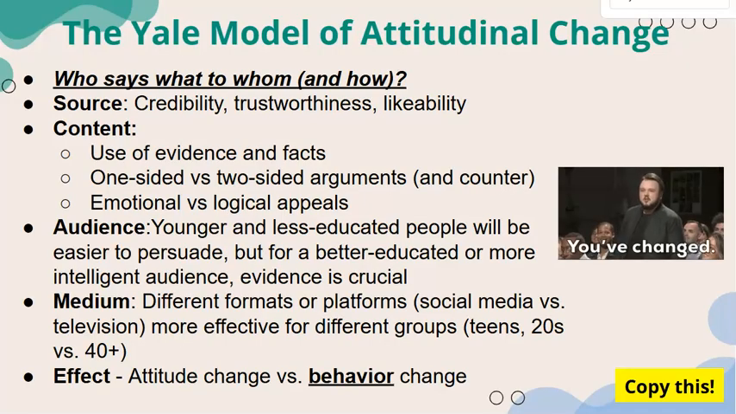He looked into the effectiveness of one-sided versus two-sided arguments, and people who were less intelligent responded better to the one-sided arguments, but people who were more intelligent responded better to two-sided arguments, or arguments that actually acknowledged the other side and usually endeavored to counter that other side. They also, of course, looked at the effectiveness of emotional and logical appeals, but all of those are part of the message, the what. And then to whom?